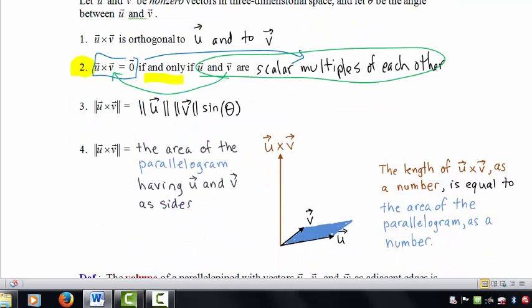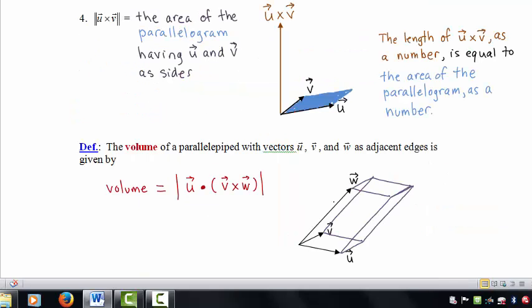Now remember that U cross V gives you a vector that is perpendicular both to U and to V. And in property number 3, we have a formula for the magnitude or the length of this cross product. As a number, the length of the cross product is equal to the area of the parallelogram as a number. Of course, a length is 1-dimensional and an area is 2-dimensional, so I wouldn't ever say that a length equals an area. But the length of this cross product vector as a number is equal to the area of this parallelogram as a number. And then lastly, we have here the volume of a parallelepiped with U, V, and W as adjacent edges.